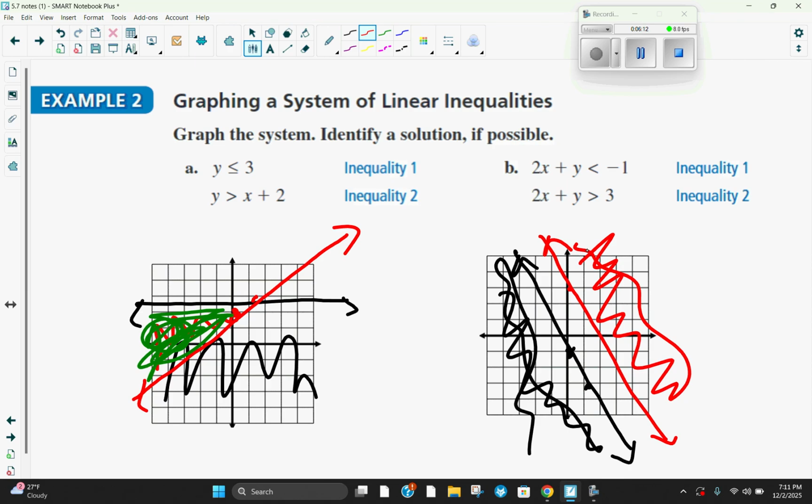So actually, is there anywhere where the two mesh? And that is the question. The answer would be no. So there is no solution. They need to mesh like they did in A. The red and the black were in that same area. Okay, so let's look at a couple more.